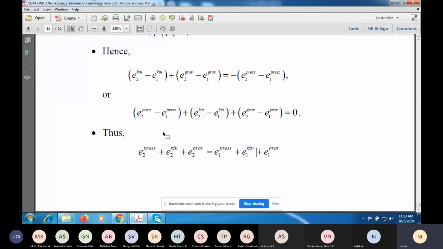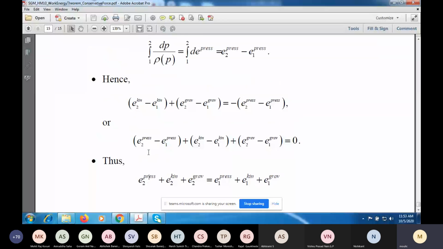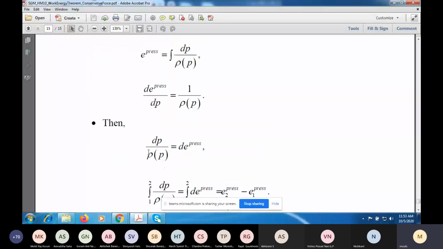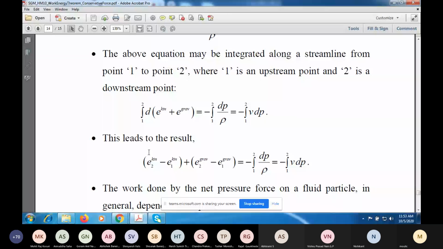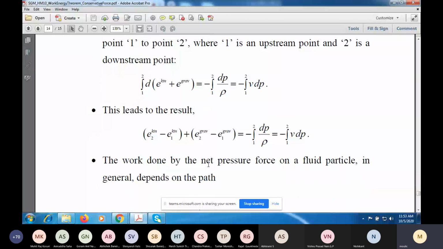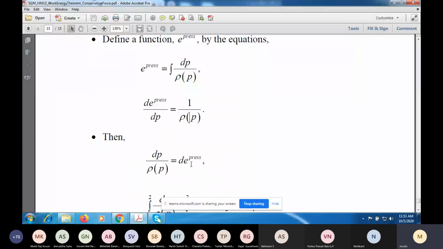So now you can think of what I denoted by E with the superscript PRESS as a kind of potential energy associated with the pressure, but only when the flow is steady and barotropic. Somebody had asked the question whether you can call pressure an energy. Well, pressure itself is not an energy. But this quantity, the integral of dP by rho, you can interpret as a potential energy associated with the pressure field, but only when two conditions are satisfied. One, the flow is steady, and two, the flow is barotropic.